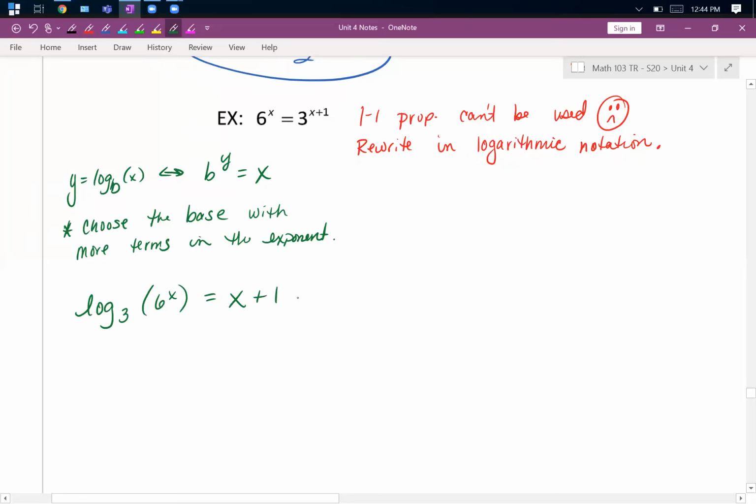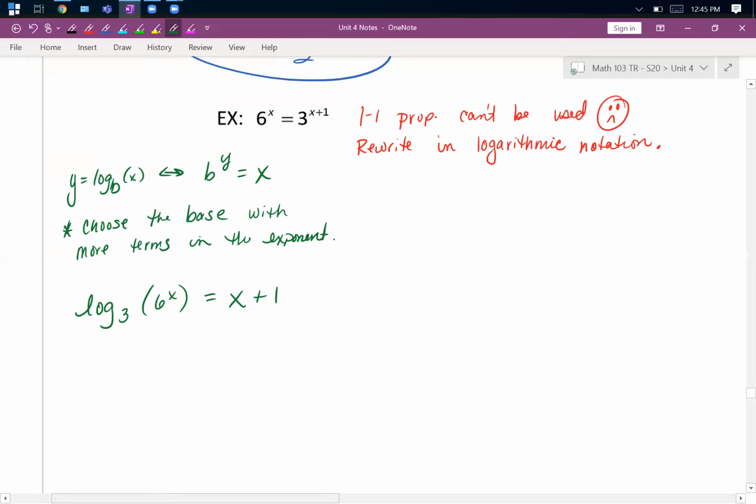When solving any equation, no matter what kind it is, we're always trying to gain access to the x. Right? We don't want x in the denominator. We don't want it in parentheses. We don't want it in an exponent. We want x right on the ground level where it's accessible for us to solve. So that was why we converted from exponential notation to logarithmic notation.